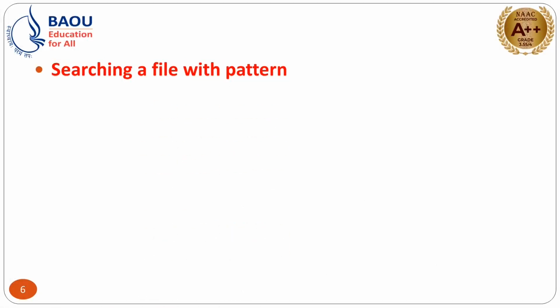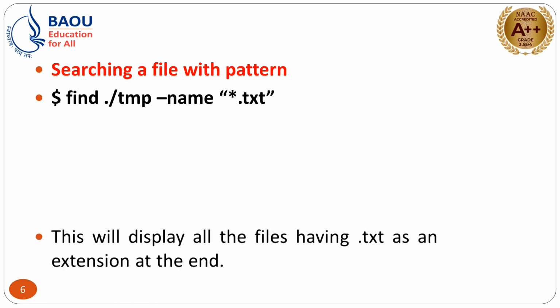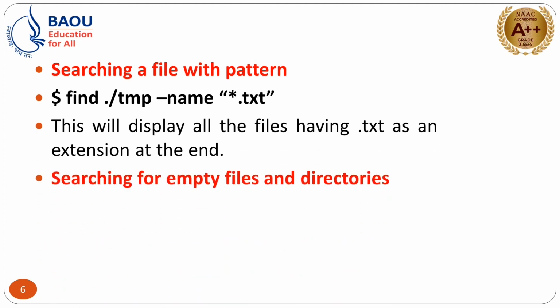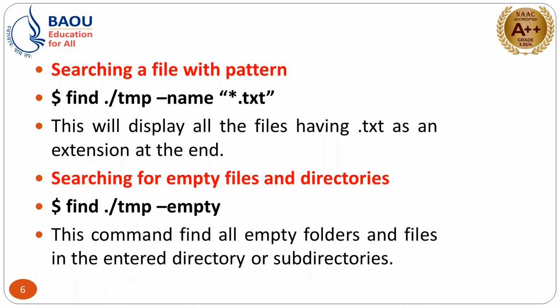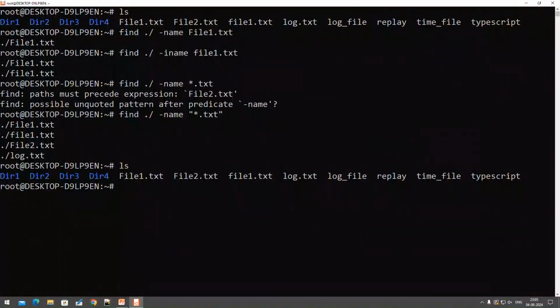Then after, we have already discussed pattern-wise searching. If you want to search all the files with extension .txt, you can provide this wildcard character asterisk. Then after, if you want to search for empty files or empty directories, in that case you use the option empty. Now we will see here.